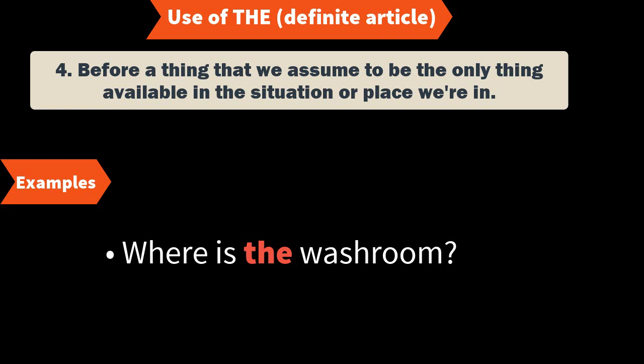Because you assume there's going to be only one washroom. You're not going to go to any other person's washroom. You're going to use my washroom. So you assume my washroom to be the only existing thing there. So you say, where is the washroom or where is your washroom?